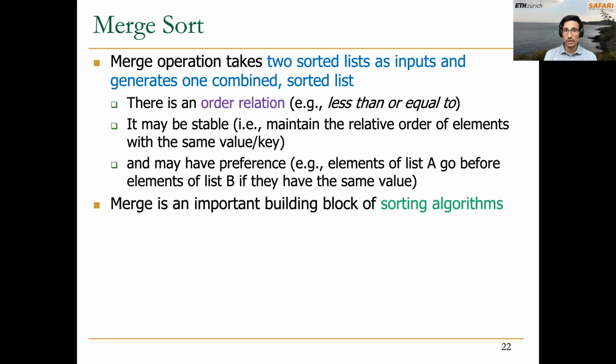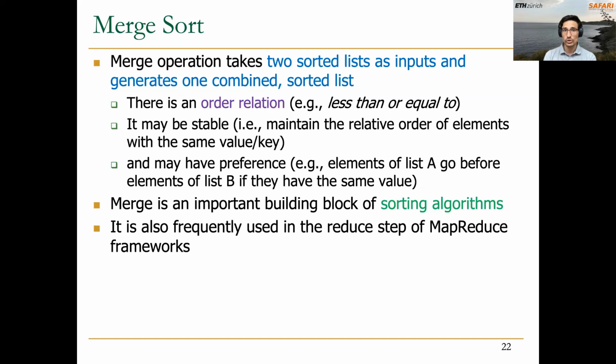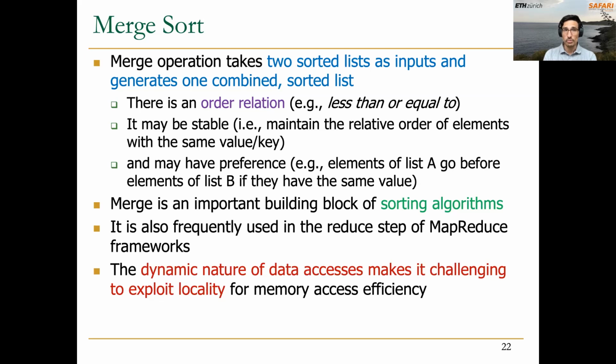Merge is an important building block for sorting algorithms, and it's also frequently used in the reduce step of MapReduce frameworks. However, a parallel implementation of merge is pretty challenging due to the dynamic nature of data accesses, which makes it difficult to obtain maximum efficiency when accessing the memory by exploiting locality. We are going to discuss what the problems are and what could be potential optimizations as well.